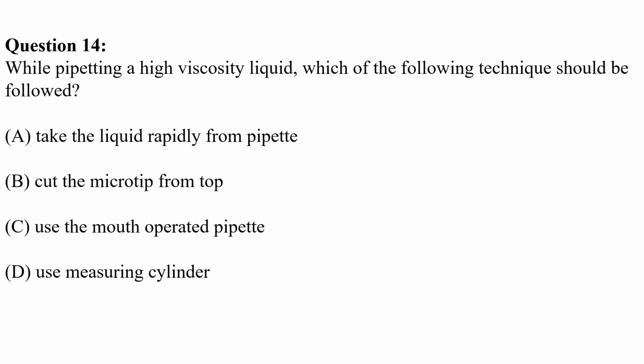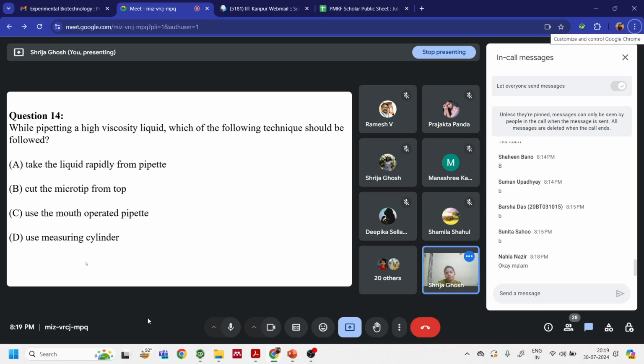Okay, question number 14. While pipetting a high viscosity liquid, which of the following techniques should be followed? Option A, take the liquid rapidly from the pipette. Option B, cut the microtip from top. Option C, use the mouth operated pipette. And option D, use measuring cylinder. What should we do to pipette out a high viscosity liquid? Option B, cut the microtip from top. Yes, that is the correct answer.